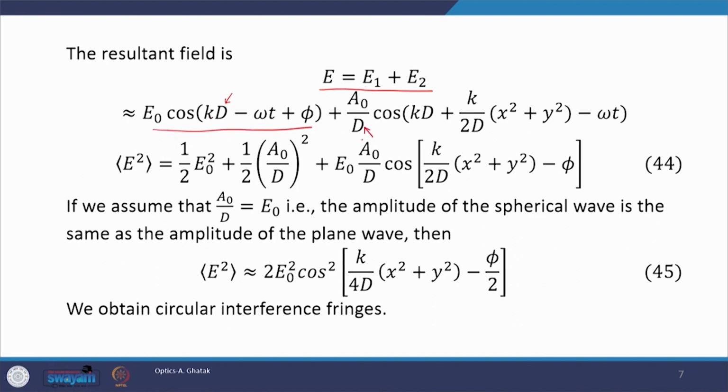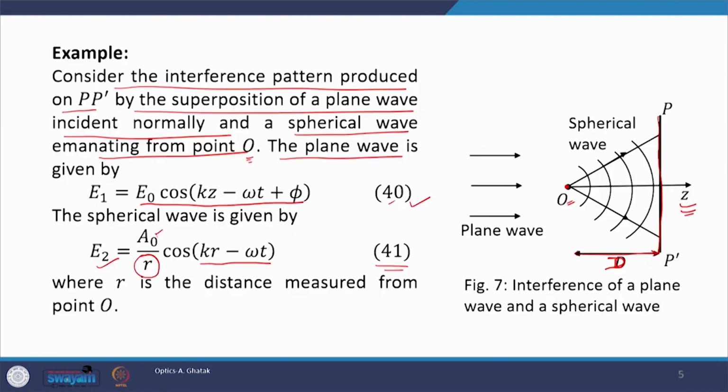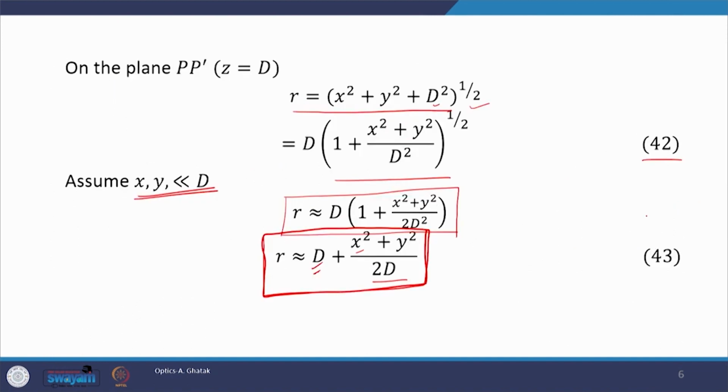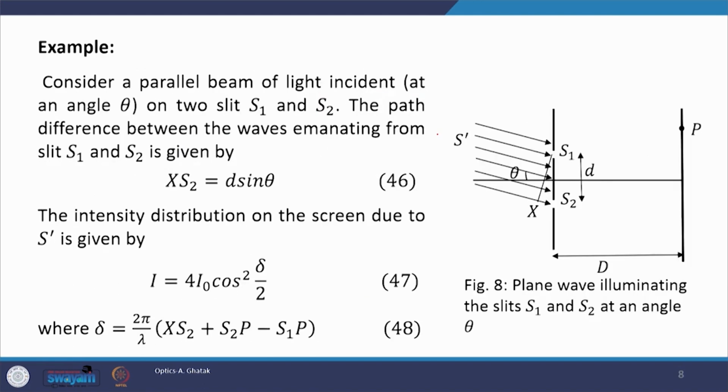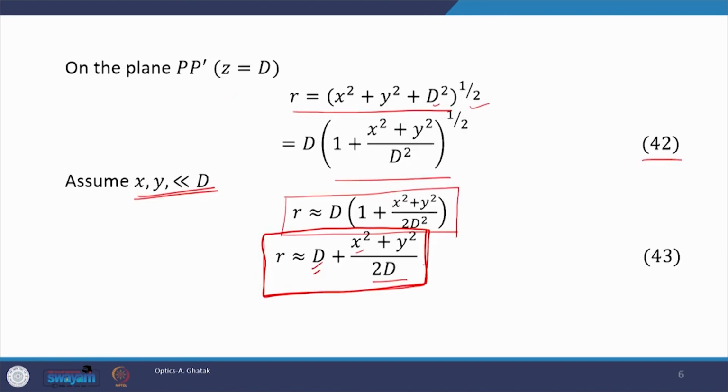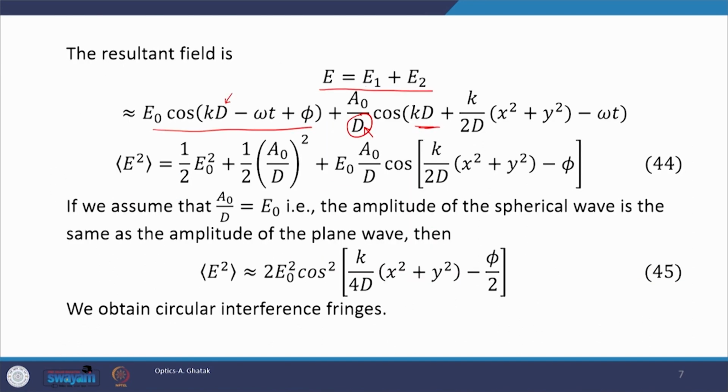Again, here r is replaced by d, because we are interested in the screen, and particularly in the region of the screen which is close to the center point of the screen. This is the region we are interested in. Therefore, r here is replaced by d in this expression. In the phase part, r is replaced by equation number 43. And therefore, if you square this equation and take the time average, then we will get equation number 44.